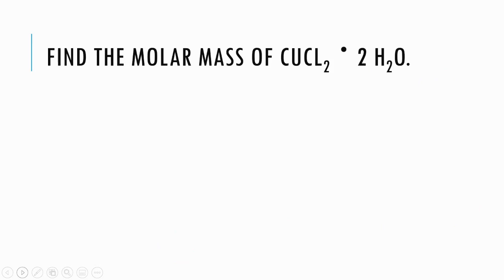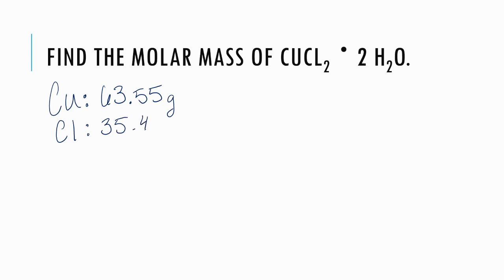All right, so the same way we normally would, okay? We have copper. We have one copper atom in this formula. So we find copper on the periodic table. It's 63.55 grams. And then we have chlorine. Chlorine has a mass on the periodic table of 35.45. So each chlorine brings that. I have two of those. Okay, so that's 70.9. And then I have the water.